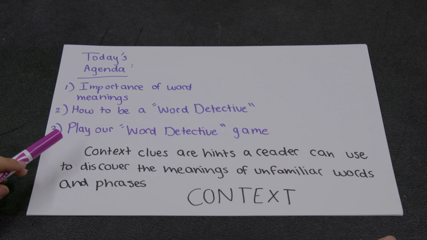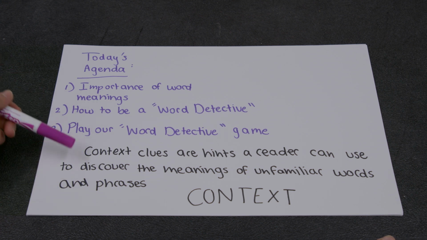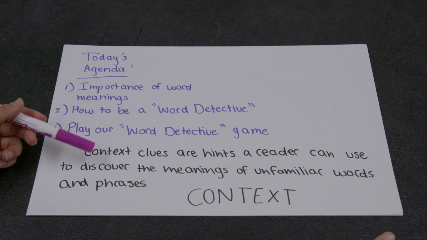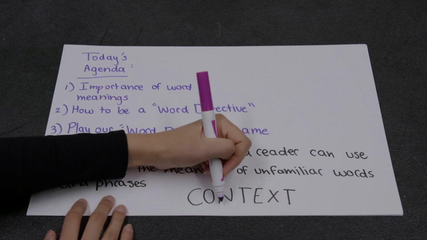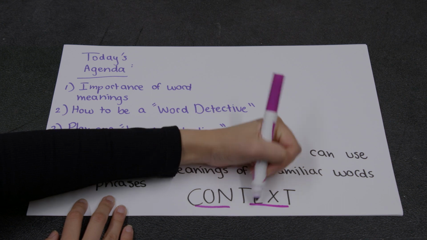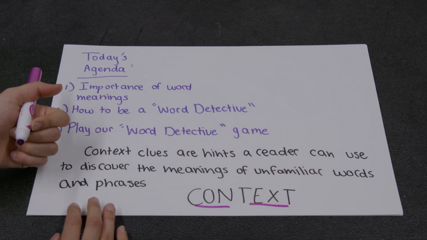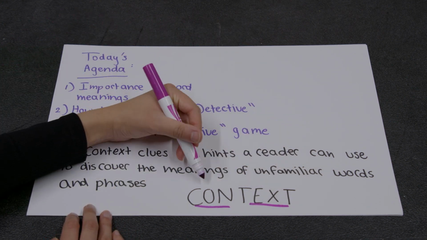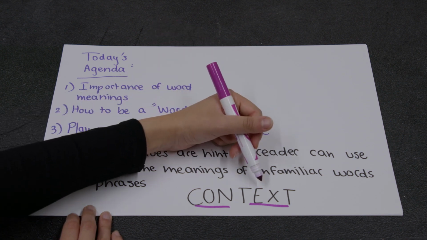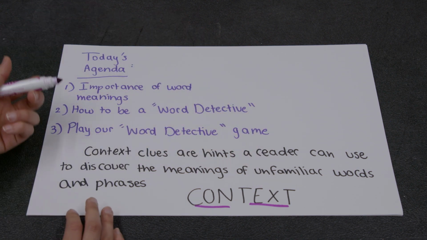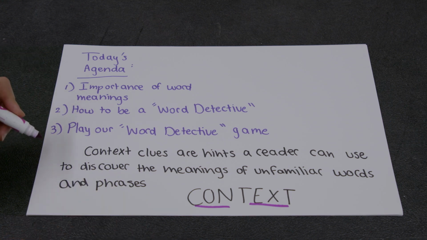Alright, let's first talk about context clues. So, context clues are hints a reader can use to discover the meanings of unfamiliar words and phrases. Context means the setting of a word. So the word context itself is divided into the parts con and text, which both mean different things. So the part con means with, and the part text means written words. So unfamiliar words' contexts are the clue words around it.